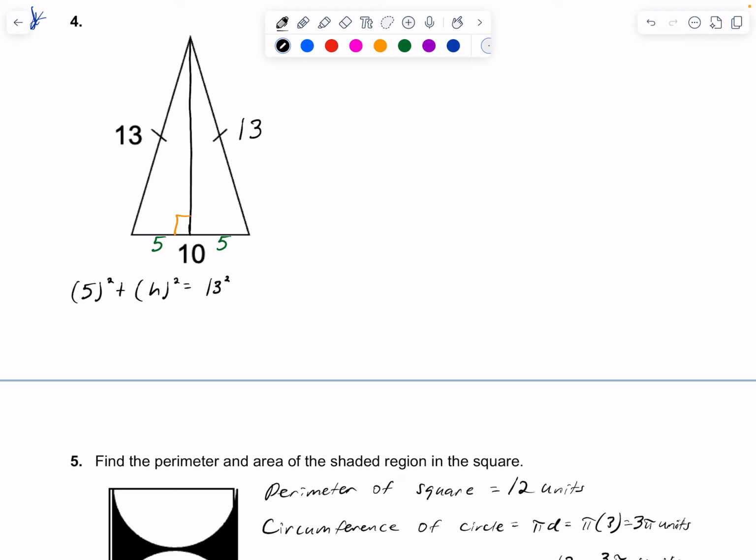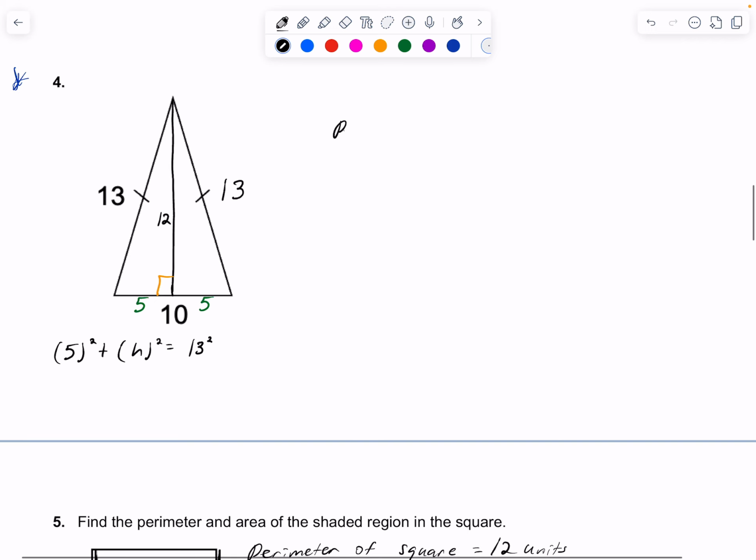But I know that if you have a right triangle where one of the legs is 5 and the hypotenuse is 13, then the other leg has to be 12. So our height is 12. So finding the perimeter, that's just going to be 13 plus 13 plus 10. So that's going to be 36 units.